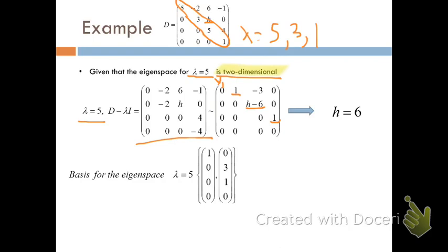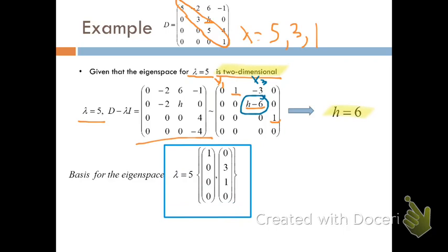And so since here we have this h minus 6, if we let h equal 6, then this will be a 0 in this entry right here, which will mean that x3 will also be free. And so for lambda equal to 5, if we write a basis for this eigenspace, we get these two vectors here, 1, 0, 0, 0, and 3, 1, 0. So we still see with lambda equal to 5, we have two vectors in our eigenspace.